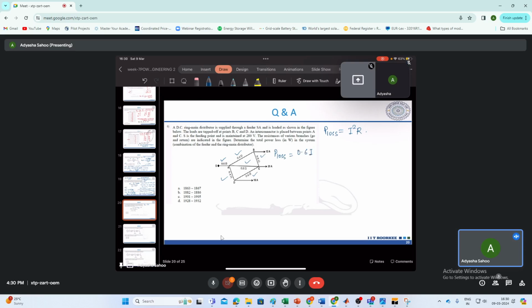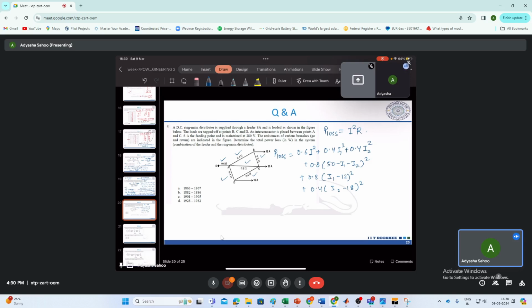0.6 I square plus 0.4 I1 square plus 0.4 I2 square plus 0.8 (50 minus I1 minus I2) square plus 0.8 (I1 minus 12) square. We just left this one, plus 0.4 (I2 minus 18) square. So how many terms? 1, 2, 3, 4, 5, 6.